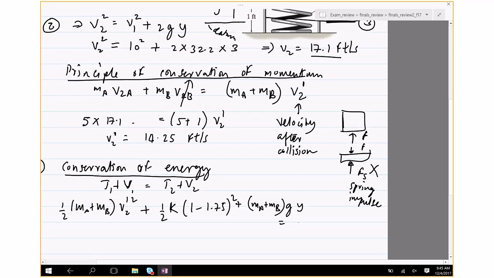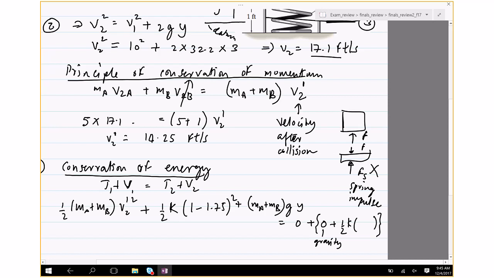It equals the final kinetic energy, which is going to be 0 because it comes to a stop. And then the final potential energy is also going to be 0 for the gravity, right? Because our datum was when it's fully compressed. But then there is energy due to the spring. That's going to be half K times the stretch of the spring.